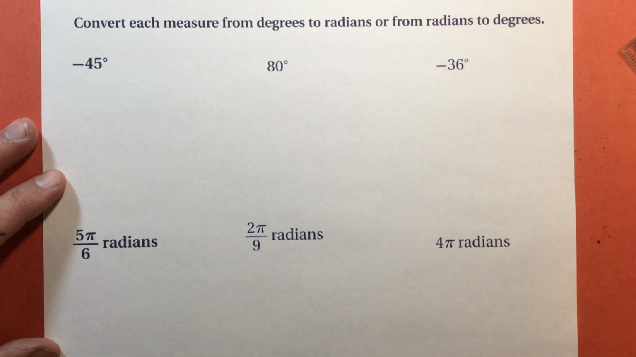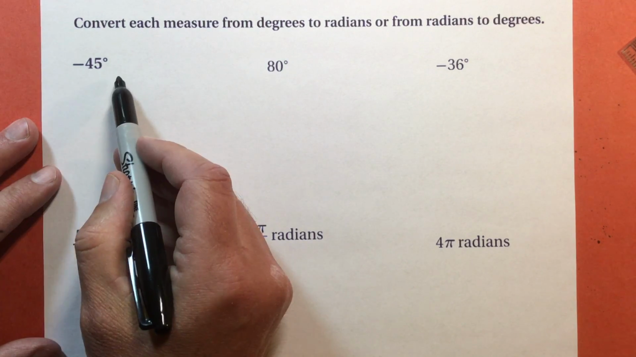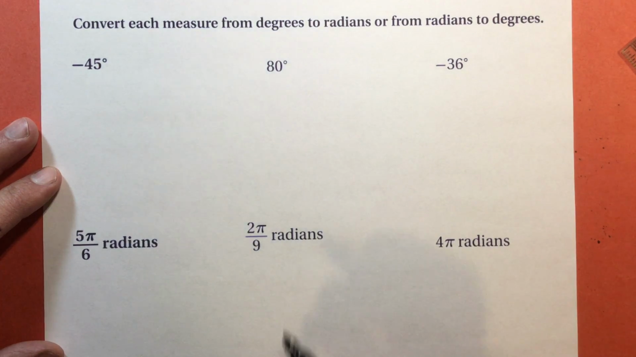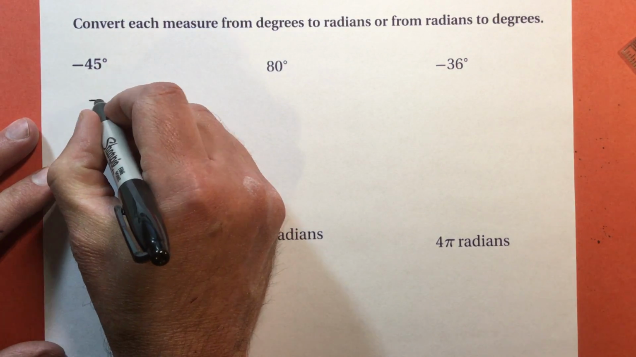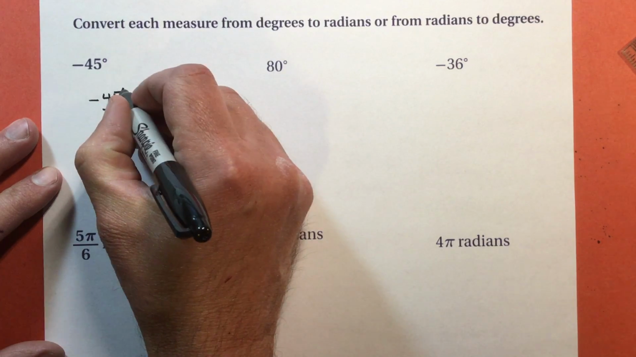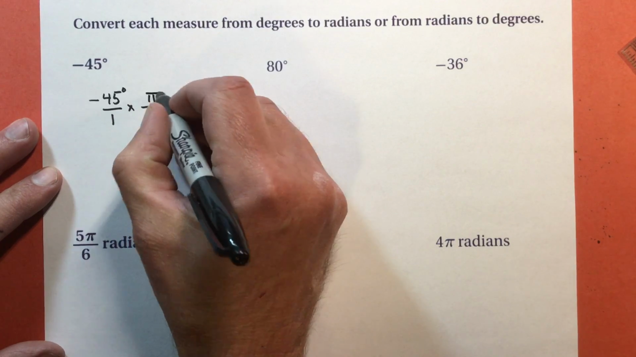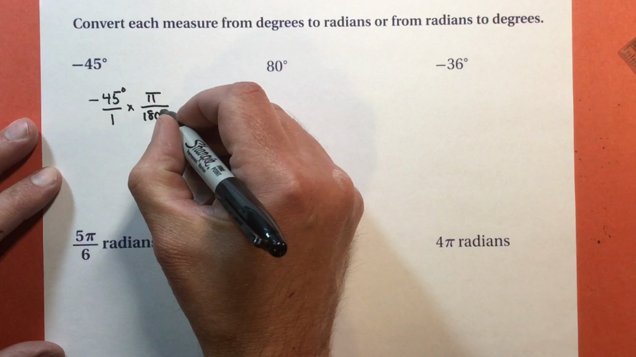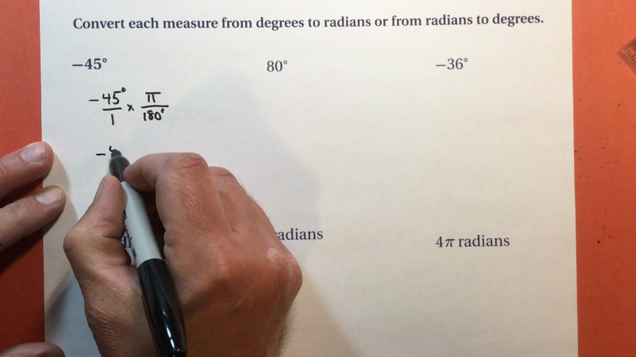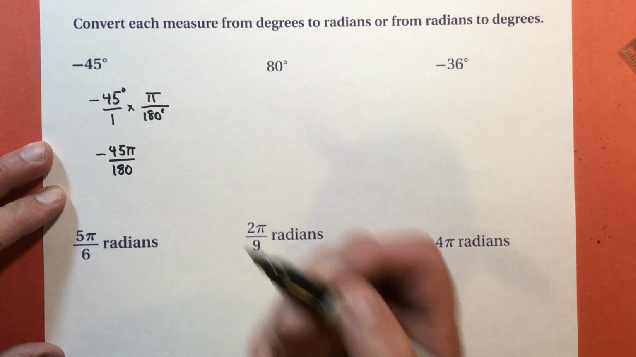So all I'm going to do is convert 45 degrees to radians, and still it's going to be negative because it's going in the negative direction. So I'll write the negative. I don't want you to think it goes away. I'm going to write negative 45 over 1. I can put the degree symbol there if I want. I'm going to multiply by pi over 180 degrees. This is going to give me negative 45 pi over 180.